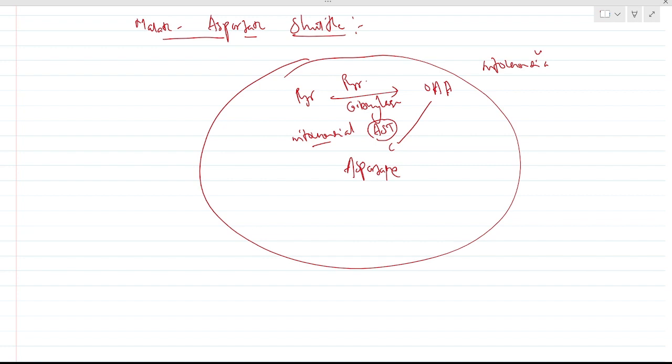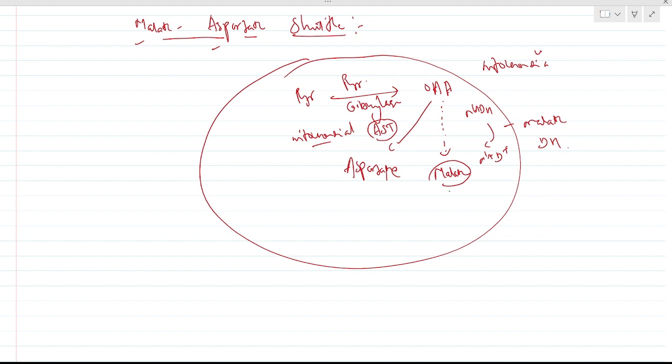Along with this, oxaloacetate is being converted to malate. Let me draw this in a dotted line, it will be more clear. Oxaloacetate is being converted to malate. So this is the malate aspartate shuttle. Here NADH is converted to NAD plus. Formation of malate takes place by the enzyme malate dehydrogenase.